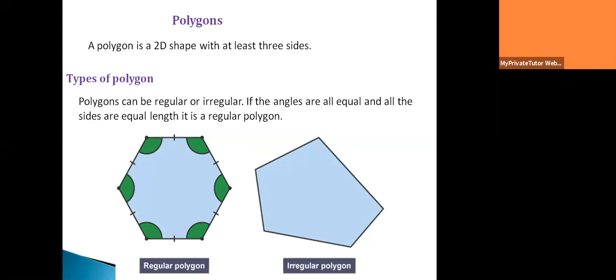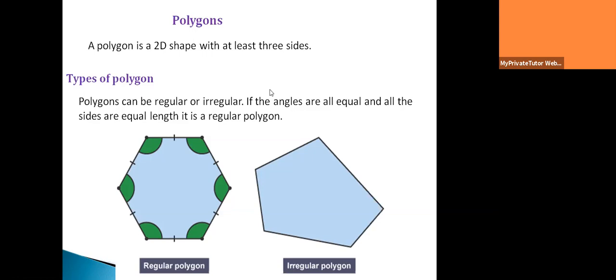So what is a polygon? The first thing. What is a polygon? A polygon is a many-sided shape. All the closed shapes made of straight sides are called polygons. Which means that if a shape has at least 3 sides, then it is a polygon.